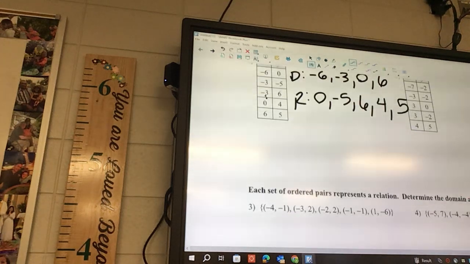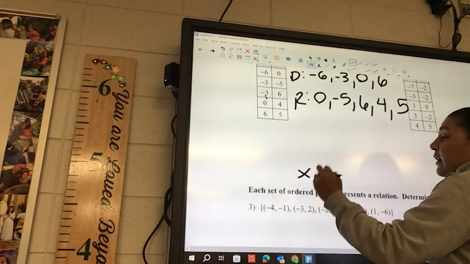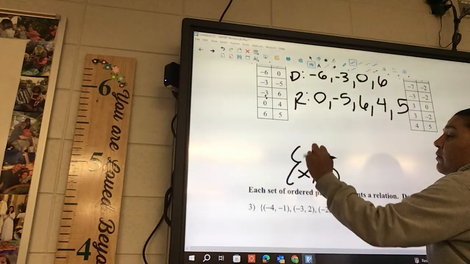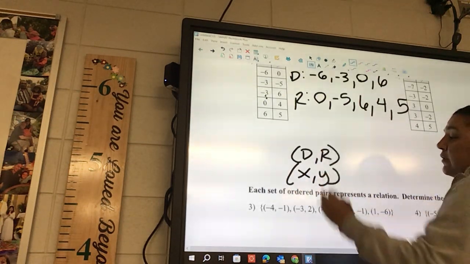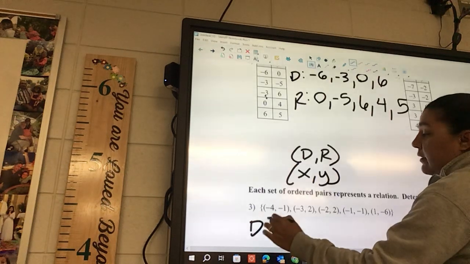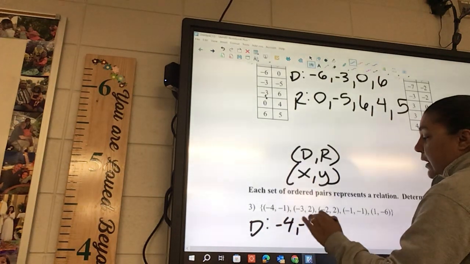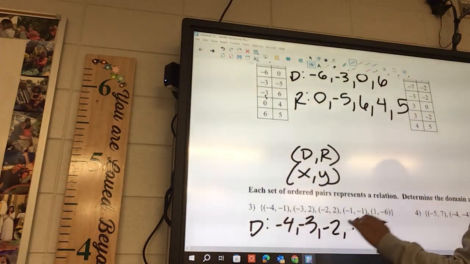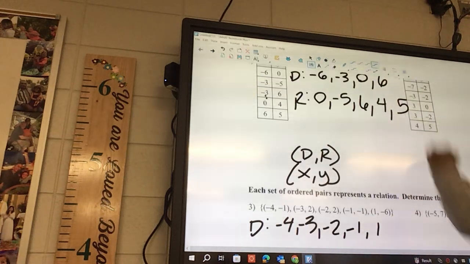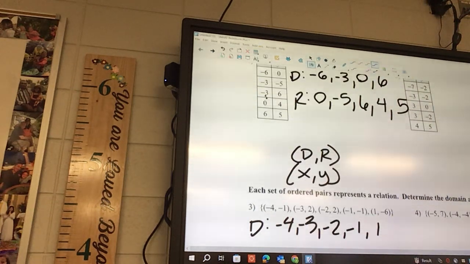Okay, number 3, determine the domain and range. It goes like this. It goes x, comma, y. So this is the domain, comma, the range. Okay, so the domain is going to be -4, -3, -2, -1, and 1. Okay, so all the first pieces of every coordinate.